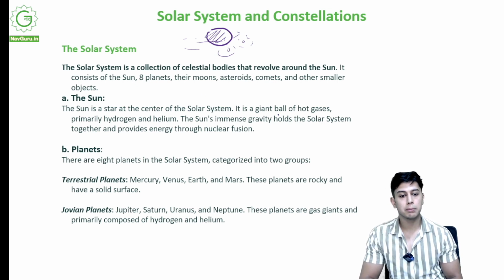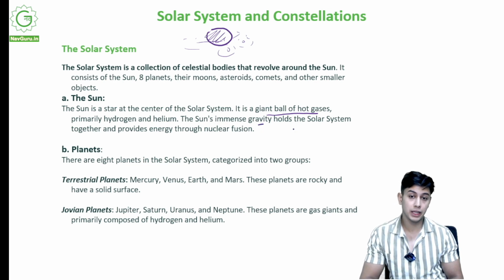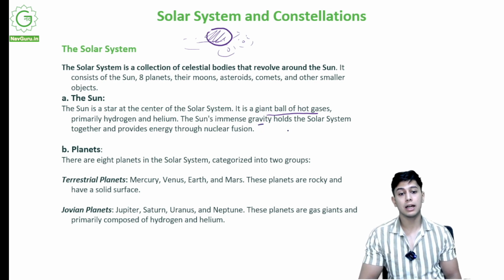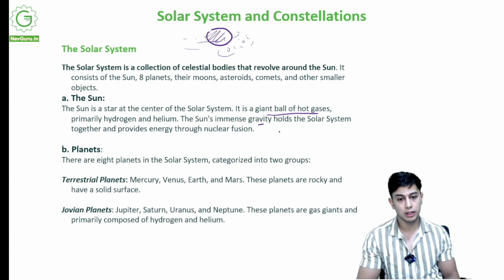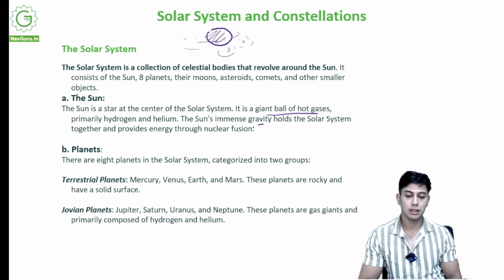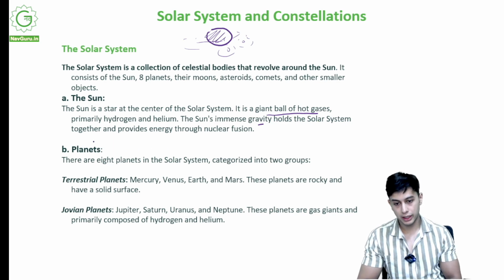It is a giant ball of hot gases. There are a lot of gases inside it, primarily hydrogen and helium. The sun's immense gravity, since it is a very big object, our sun can fit 300 earths inside it. So that big it is. The sun's immense gravity holds the solar system together and provides energy through nuclear fission.